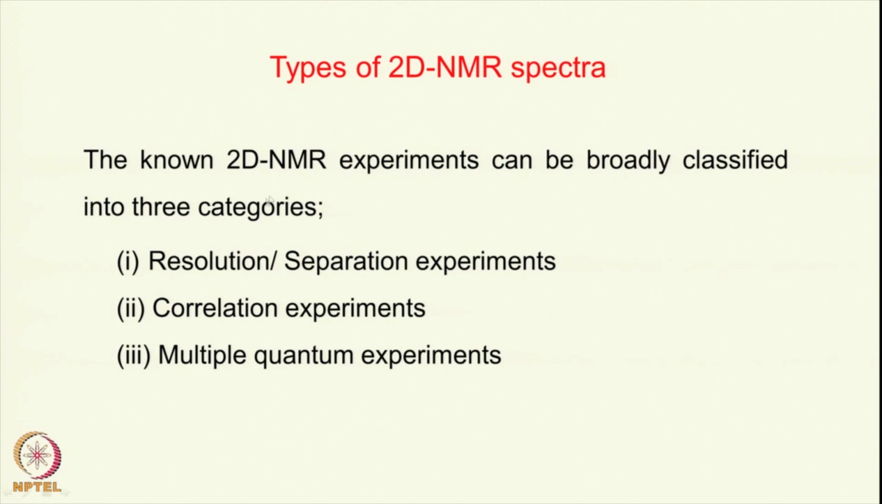But briefly I would like to indicate here, of course this is a topic which will go on for quite a long time, that the known 2D NMR experiments can be broadly classified into 3 categories. These are called resolution and separation experiments, correlation experiments, multiple quantum experiments, and so on and so forth. So we will stop here, and we are going to go into the individual experiments in greater detail one by one in the coming classes.